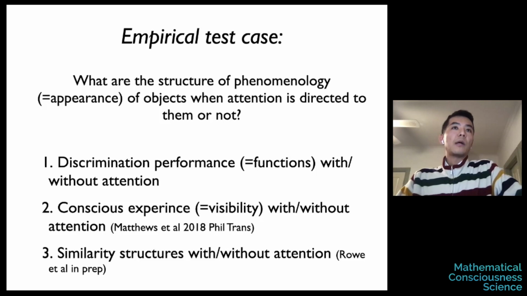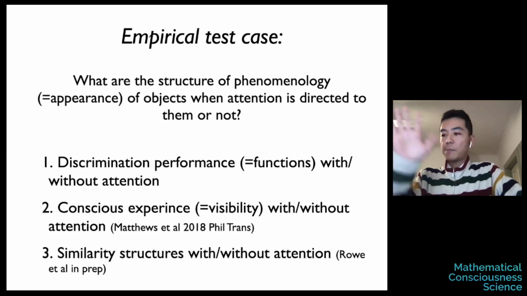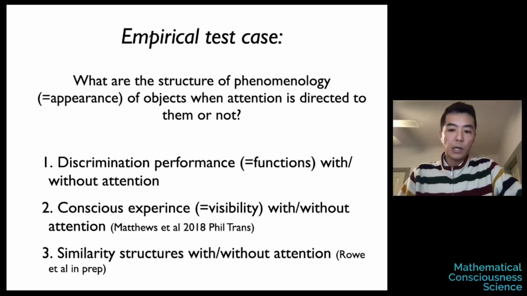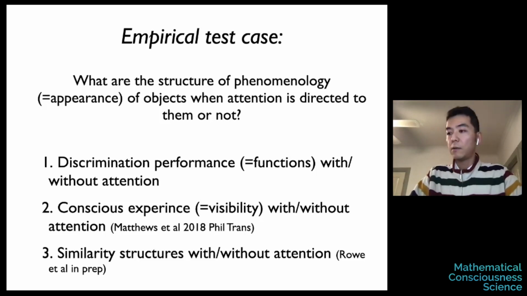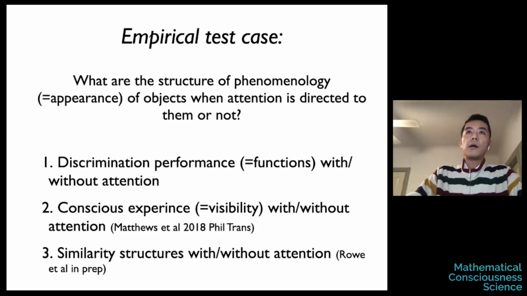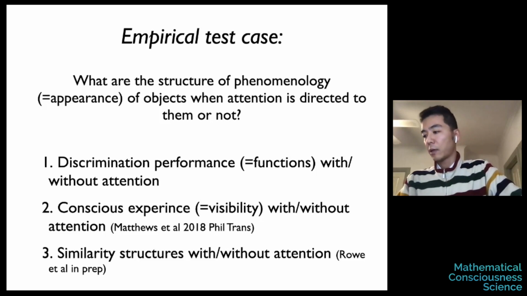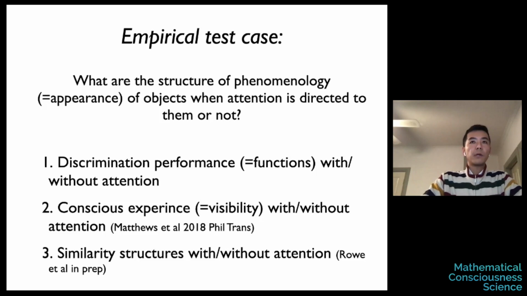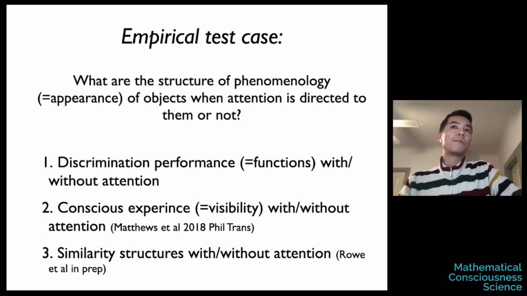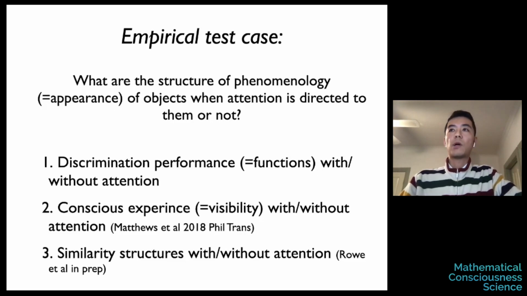By the way, this part is going to be highly psychological or psychophysical. So if your background is mathematical or philosophy, then it may be difficult, but just let me know your questions afterwards. Anyway, the first part is going to briefly review what we know about the discrimination performance or function, what we can do with or without attention to the objects.